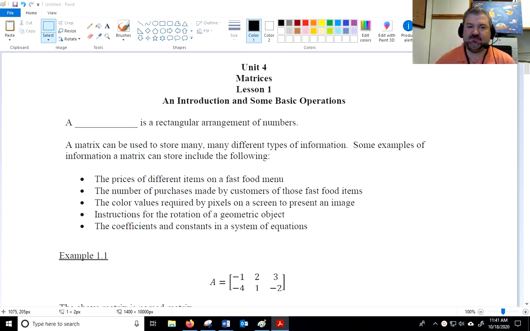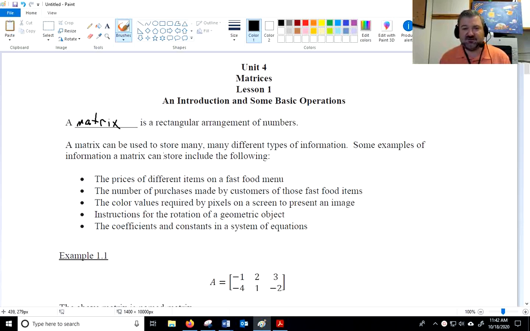So, I bet you can imagine what goes in this blank right here. A matrix is a rectangular arrangement of numbers. A matrix can be used to store many types of information. Some examples might include the prices of different items, the number of purchases made from those different items.